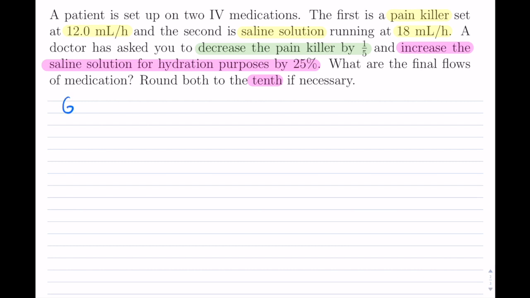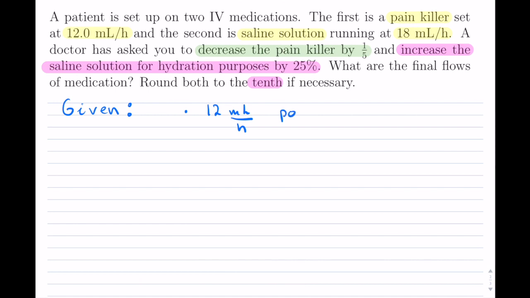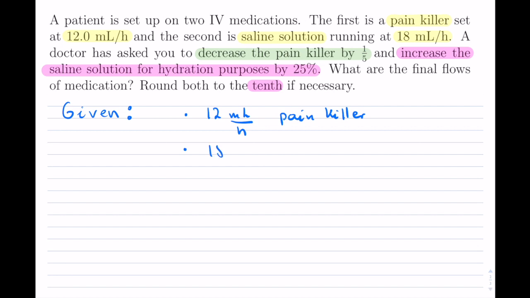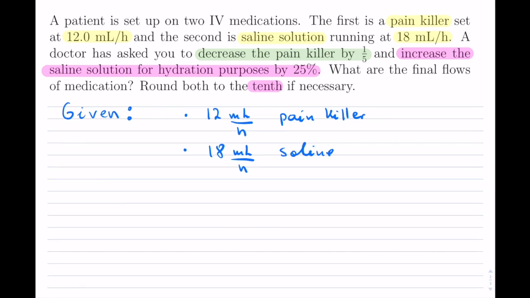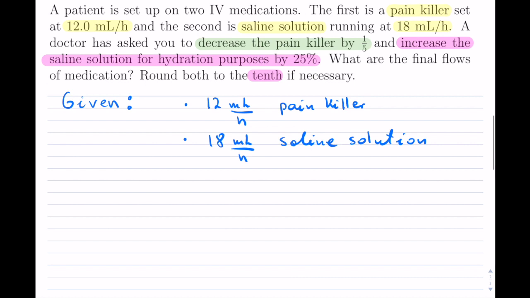So let's write down these givens here. So we know that we have 12 milliliters per hour. This is the painkiller. And we have 18 milliliters per hour. And that is the saline solution. So this is a decrease and an increase question. So I always like to draw these out for myself.